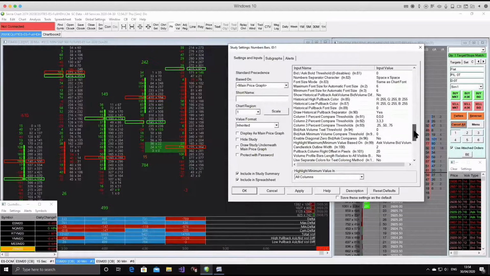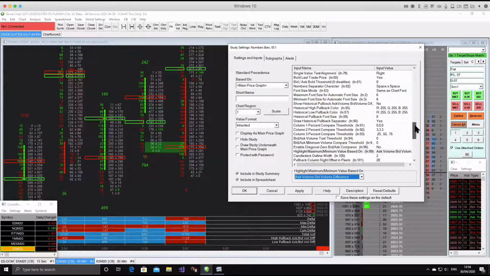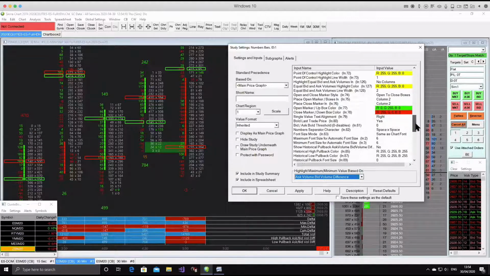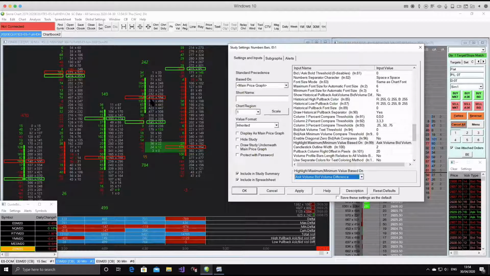What happens in Sierra Chart is as they add new inputs, they lose the contextual place to put them and they come at the bottom. So here: highlight maximum minimum value based on ask volume, bid volume difference. They added this quite late. Originally, it would only highlight maximum volume. Sorry, correction: depending on which column you told it to highlight, it would use the data in that column. And that's what got me into putting the delta on the left-hand side, because if I didn't have delta on the left, it would be highlighting the maximum volume, which I didn't care about.